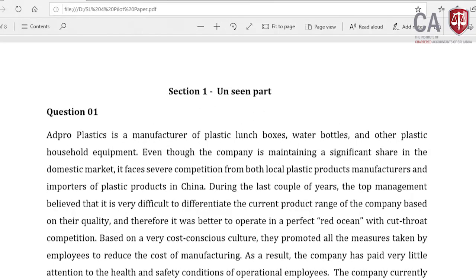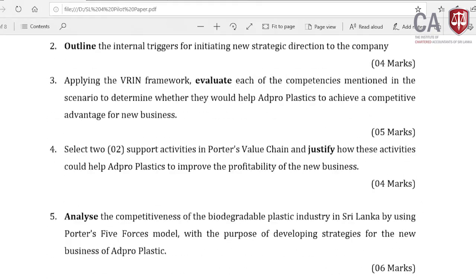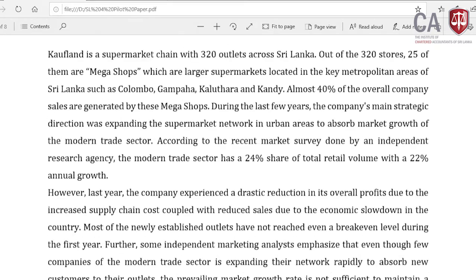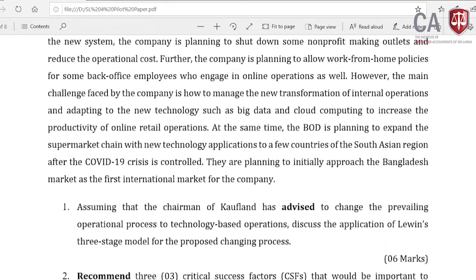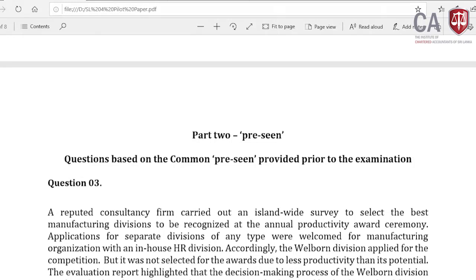Section 1, unseen part. This has not been seen. This question number 1 and the 2 is a newly developed scenarios 1, then question number 2. Then part 2, pre-seen, part 2 is based on the pre-seen given.